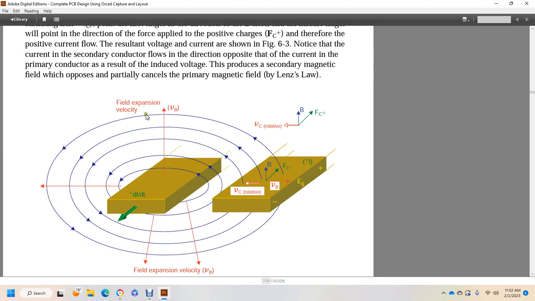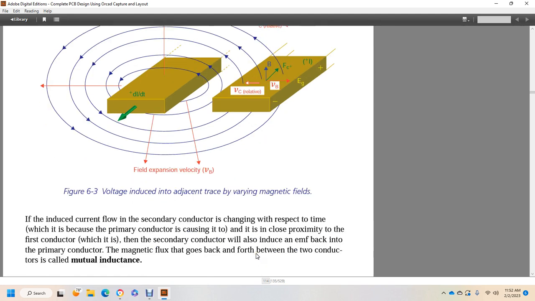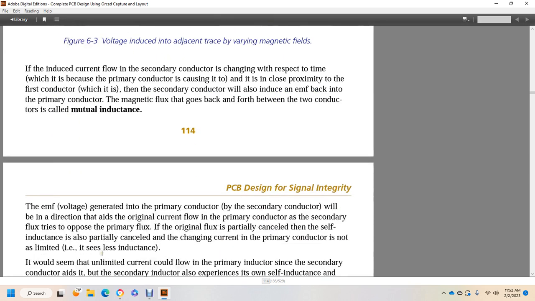So you have field expansion, velocity, the voltage, and the B field, as figure 6.3 shows: voltage induced in the adjacent trace by varying magnetic fields. If the induced current flowing in the secondary conductor changes with respect to time, because the primary conductor is causing it in close proximity, the secondary conductor induces an EMF back into the primary conductor. Magnetic flux goes back and forth between the two conductors, called mutual inductance.